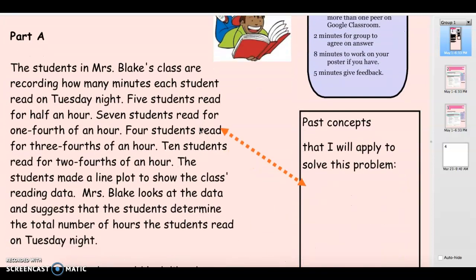Let's get into the problem. Part A. The students of Ms. Blake's class are recording how many minutes each student read on Tuesday night. 5 students read for half an hour. 7 students read for 1/4 of an hour. 4 students read for 3/4 of an hour. 10 students read for 2/4 of an hour. The students made a line plot to show the class's reading data. Ms. Blake looks at the data and suggests that the students determine the total number of hours the students read on Tuesday night.